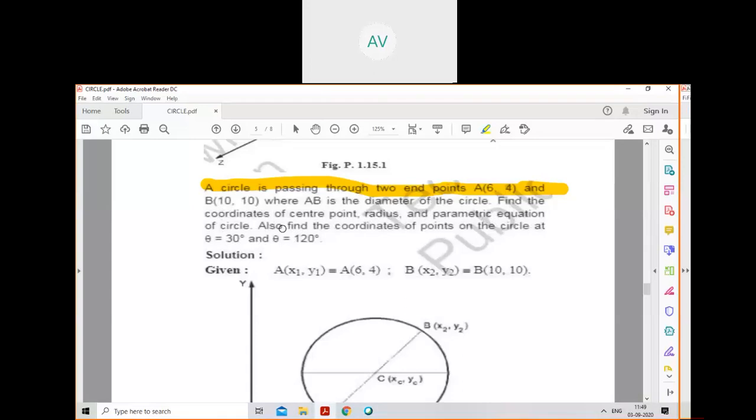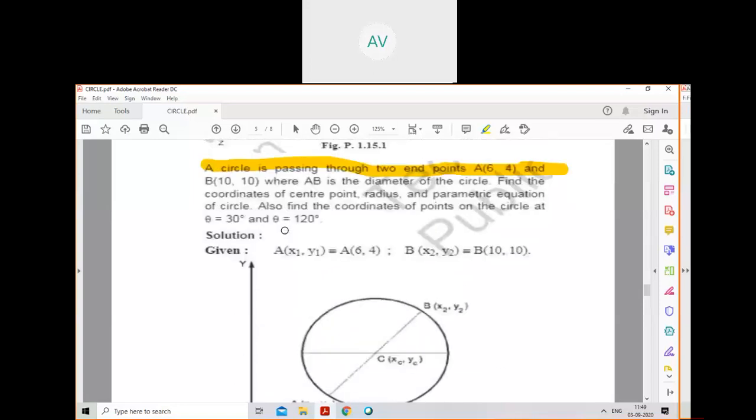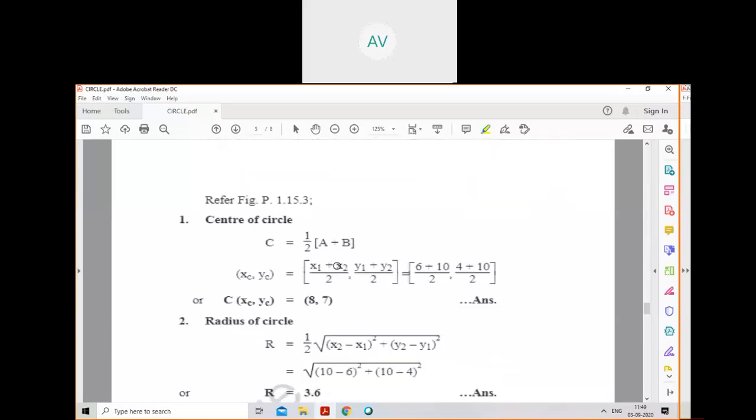Before that, we have to find the diameter. So the diameter formula we know. Actually not the diameter, we have to find the center point first. The center point is nothing but the half of the end points, so (6 plus 10) divided by 2, (4 plus 10) divided by 2. As earlier, the center point of the circle will be half of A plus B, so (x1 plus x2) by 2, (y1 plus y2) by 2. So xc and yc you will get as 8 comma 7.